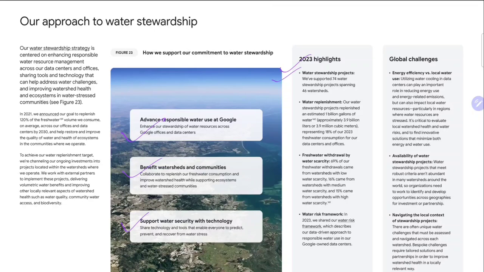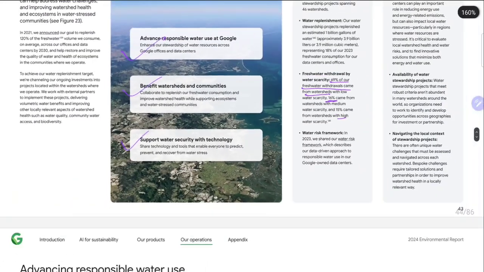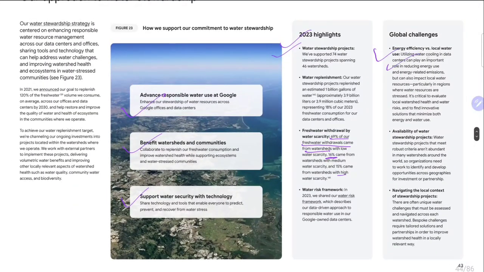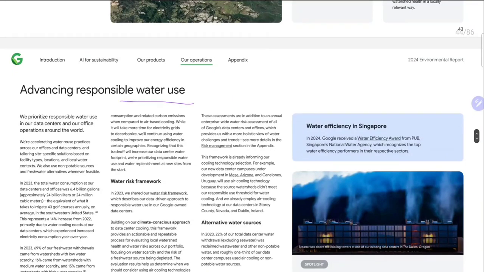So what were the 2023 highlights? It is given here related to water replenishment, fresh water withdrawal by water scarcity, right? And let's say for example, what they write here: 69% of our fresh water withdrawals came from watersheds with low water scarcity, 16% came from watersheds with medium water scarcity, and 5% with high water scarcity also. And then global challenges related to energy efficiency versus local water use and availability of water stewardship projects. So that information is also there, like advancing responsible water use.